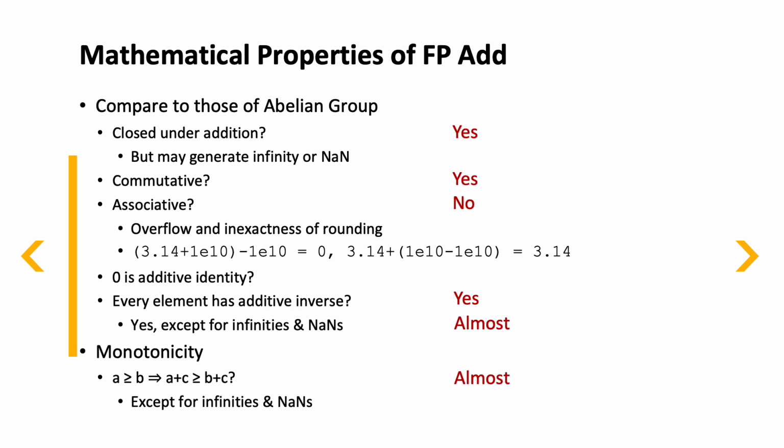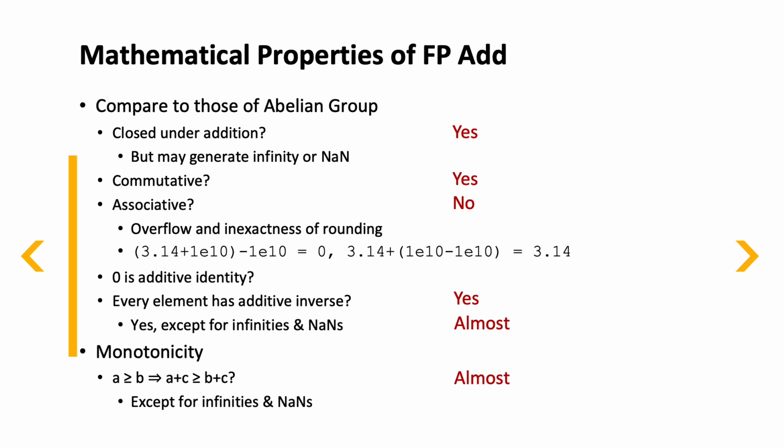Now, if we switch around the order in which we do these things, and we take 3.14 plus the quantity 1 times 10 to the 10th minus 1 times 10 to the 10th, well, that just evaluates down to 0. We add 3.14 to 0, we get out 3.14. So it's not associative. The order in which we do the operations matters as far as the result that we're going to get. Is 0 an additive identity? Is anything plus 0 just the anything back out?